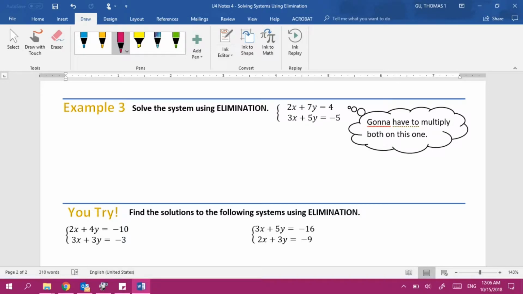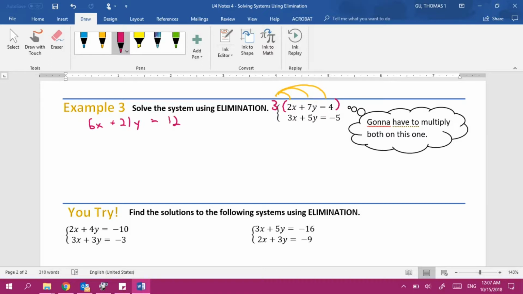And what do I mean by that? Watch this. I'm going to take the first equation right here and multiply it by 3. And now if I distribute, we're going to have 3 times 2x is 6x, 3 times 7y is plus 21y, and 3 times 4 is 12. Okay? What was the point of that?